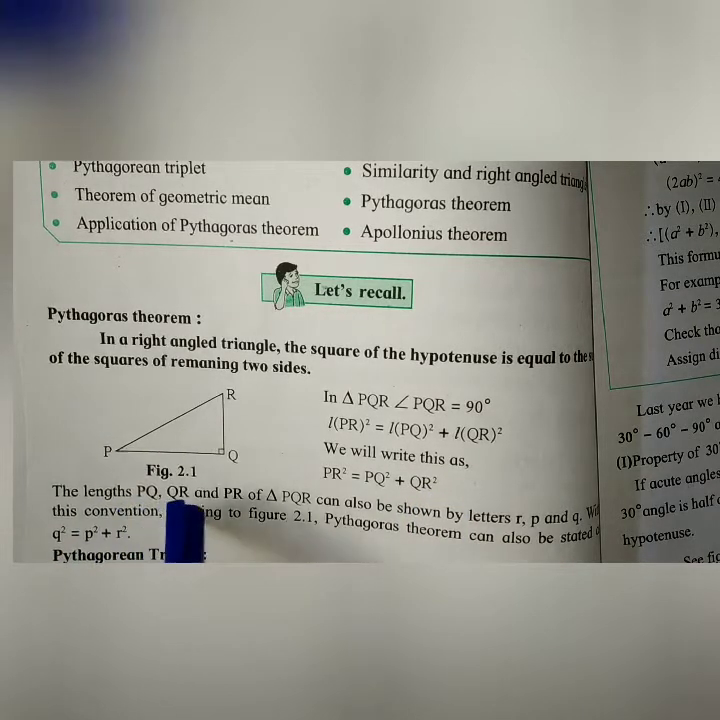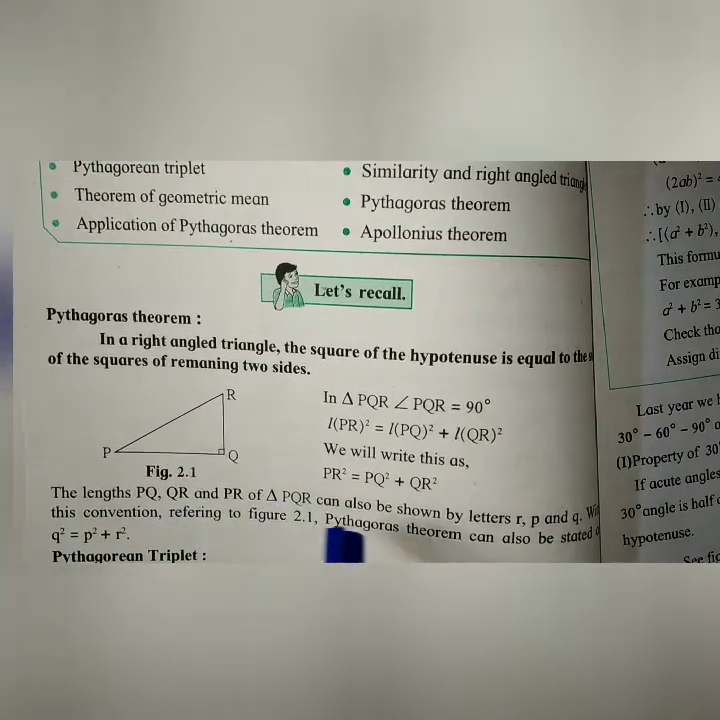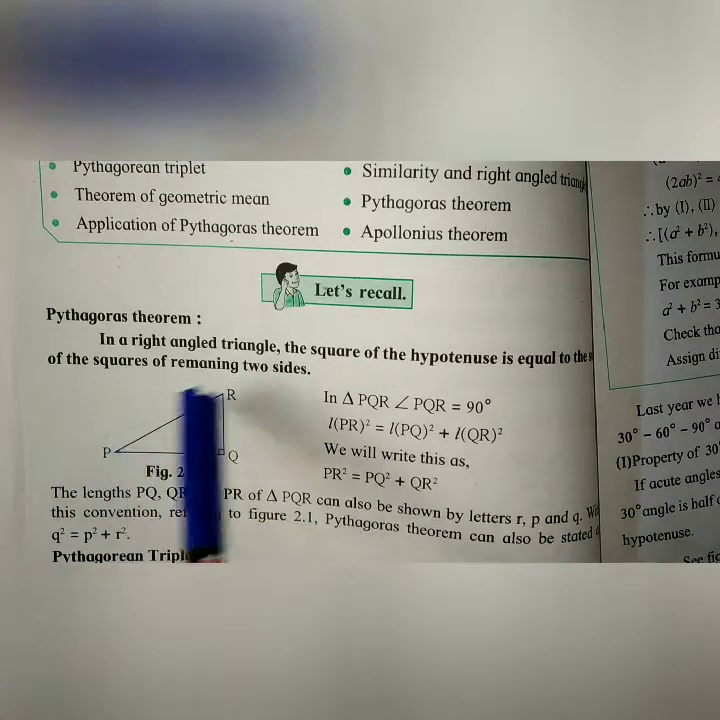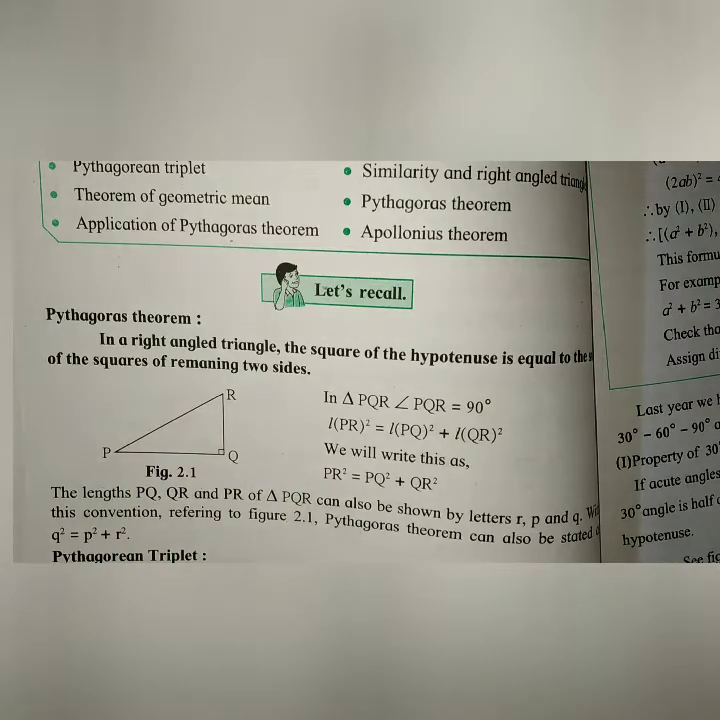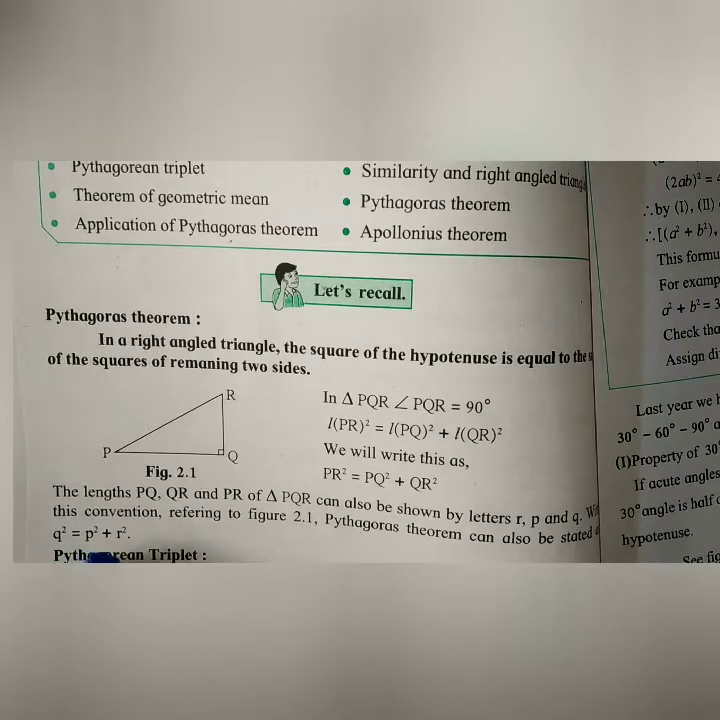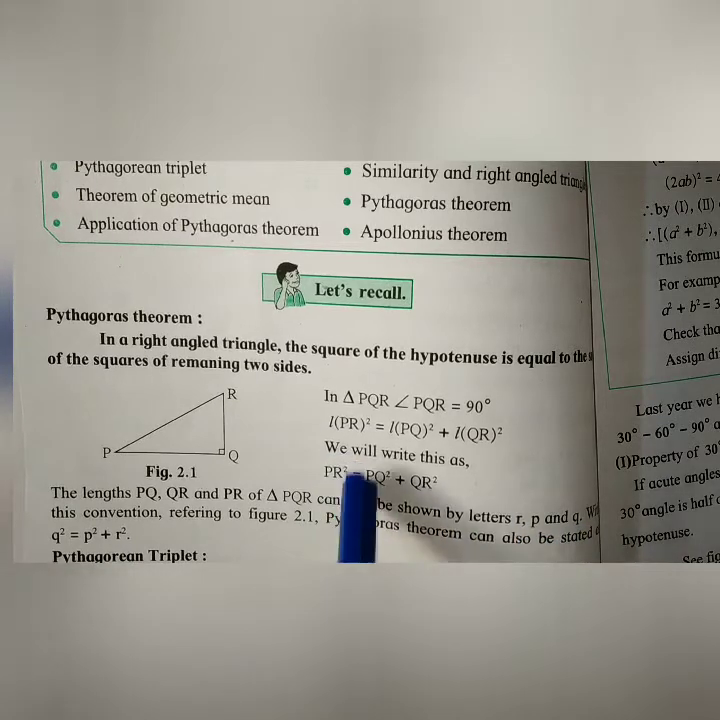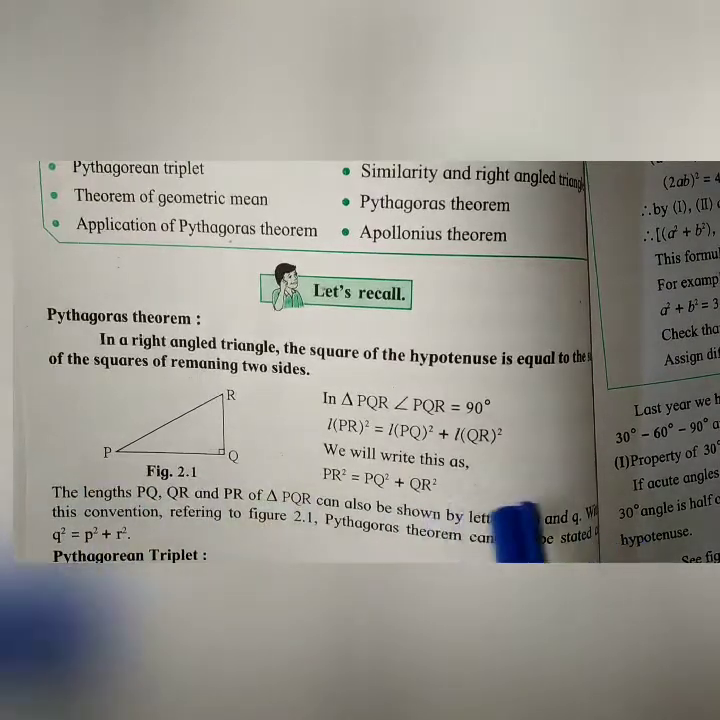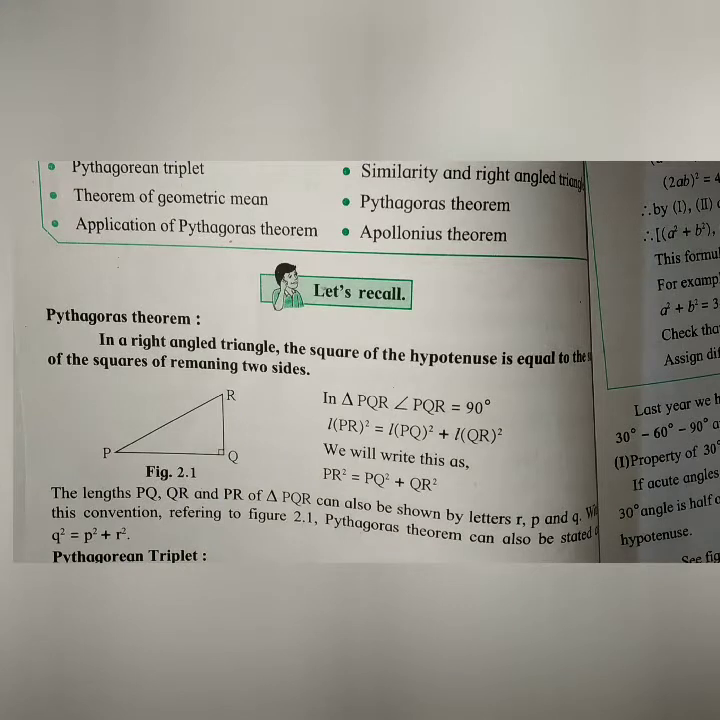The lengths of PQ, QR and PR of triangle PQR can also be shown by letters. Suppose the lengths of these three sides are denoted by small letters r, p and q. With this convention, referring to this figure, Pythagoras theorem can also be stated as q square is equal to p square plus r square. Q denotes the hypotenuse, PQ is denoted by r, and QR is denoted by p. Therefore, q square is equal to p square plus r square.